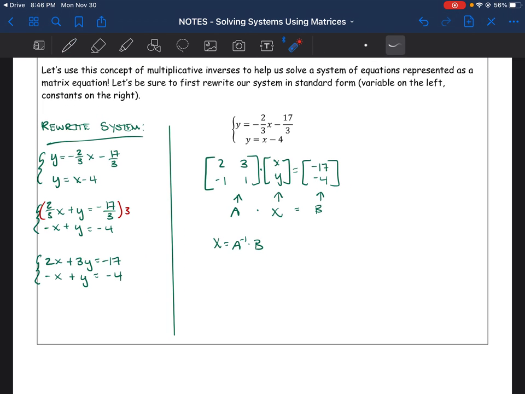So one of the things we now need to worry about is calculating A inverse, and we discussed how to do this in a previous video, so I'm going to show the work right over here on this side. So this is going to be finding A inverse.